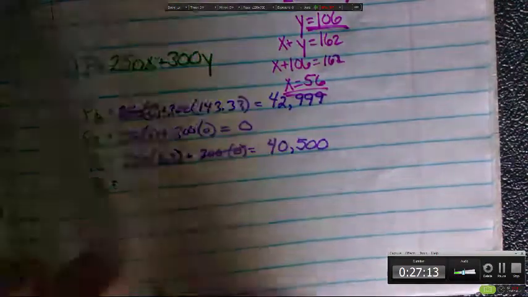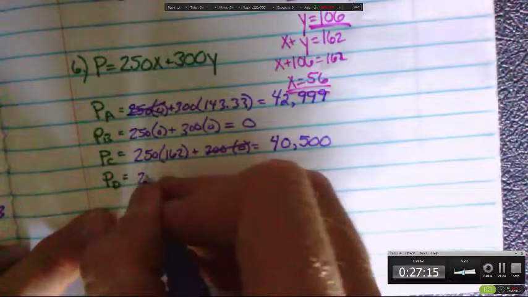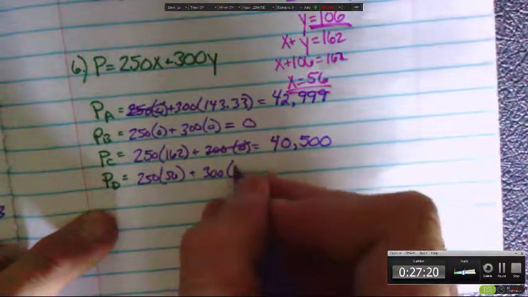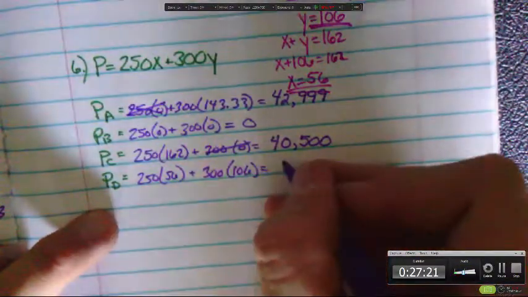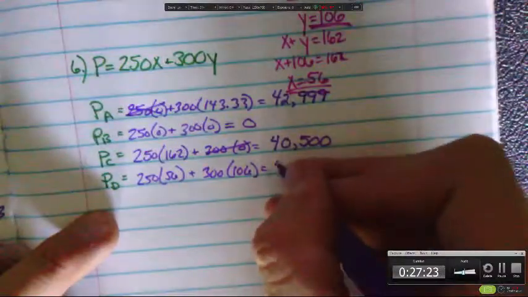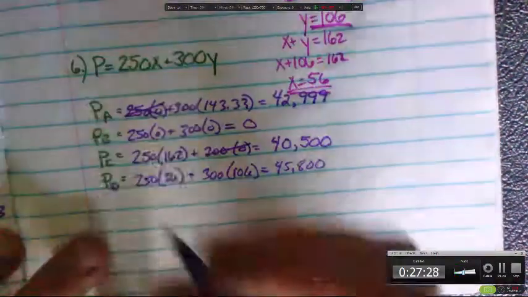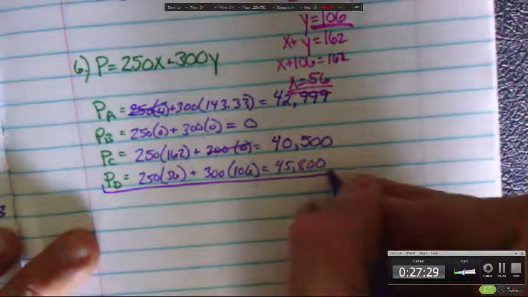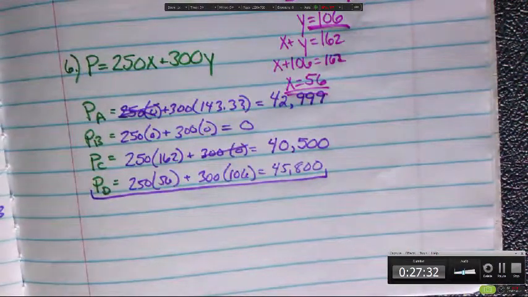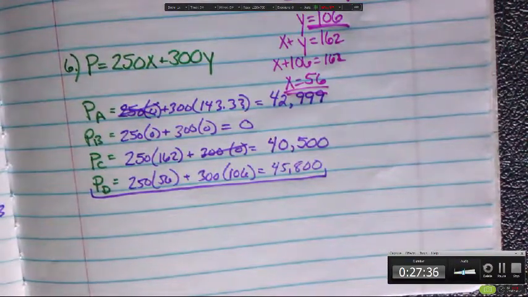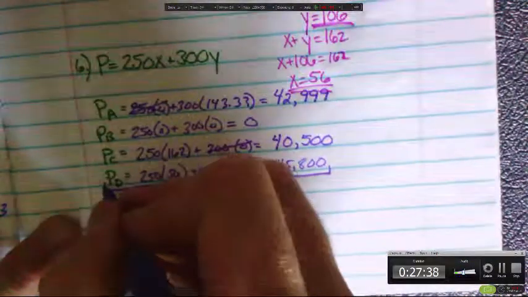And then doing both of them, 56 and 106, gives us, I think it's 45,800. 45,800, which is the answer we got when we did it at the beginning of the chapter. So we've identified the optimal answer.